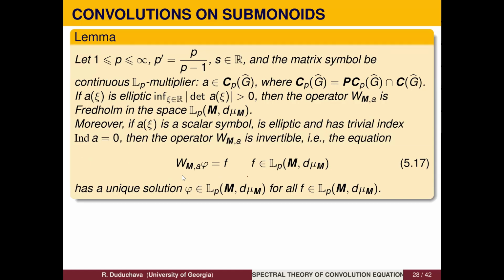And what is the last one? Yes. No, well, it's a particular case. For a scalar symbol, elliptic has trivial index, then the operator is invertible. It's a particular case, but the main theorem was based on this theorem.